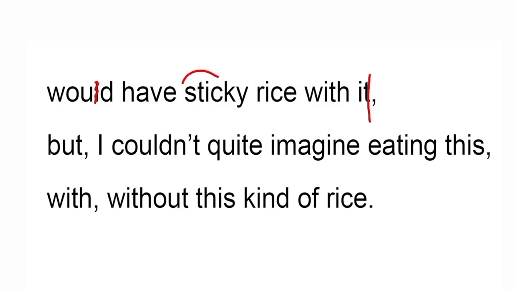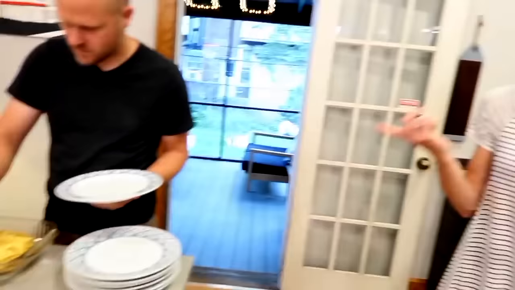Everything in this phrase is smoothly linked together. The D goes right into the H sound. She could have dropped the H, but she didn't. Would have. The V sound goes smoothly right into the ST cluster. The E vowel right into the R. The S sound right next to the W. Rice with. And the ending TH links right into the beginning vowel I with it. Would have sticky rice with it.